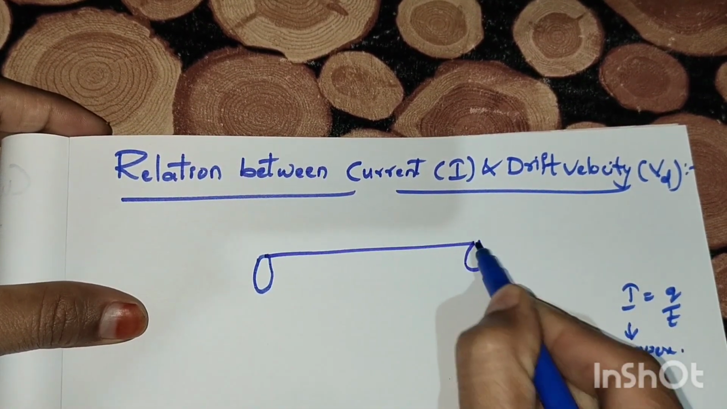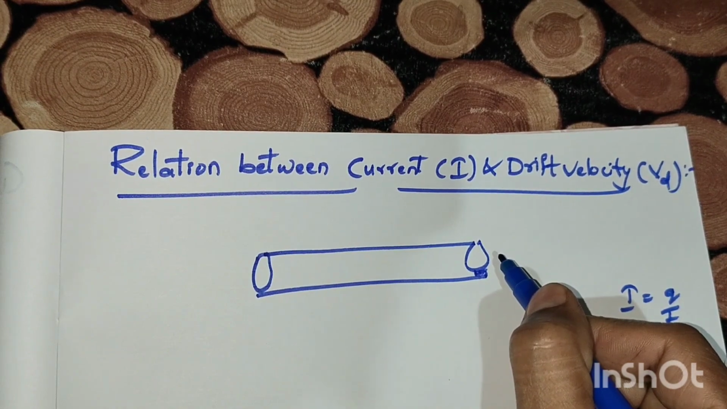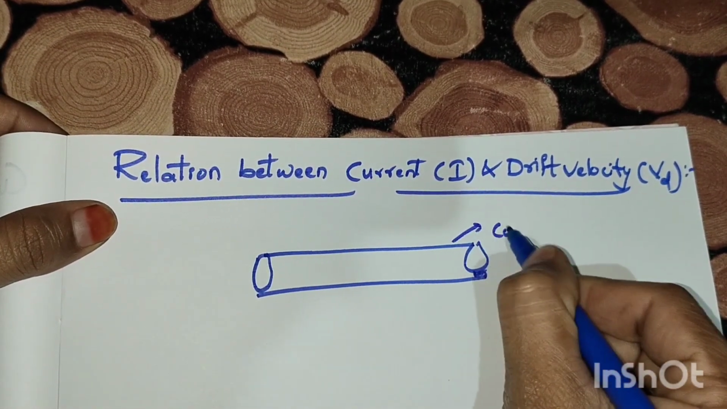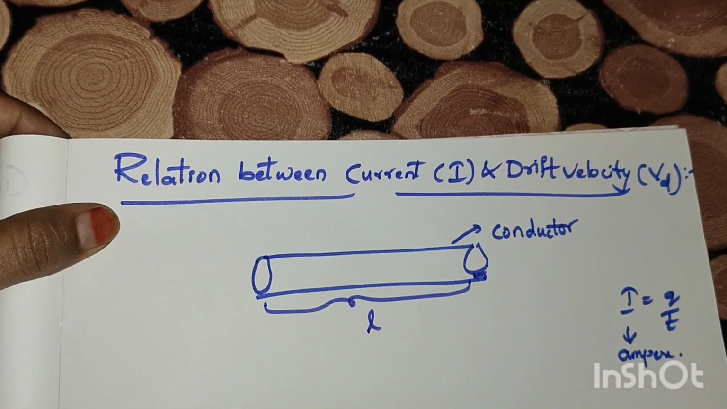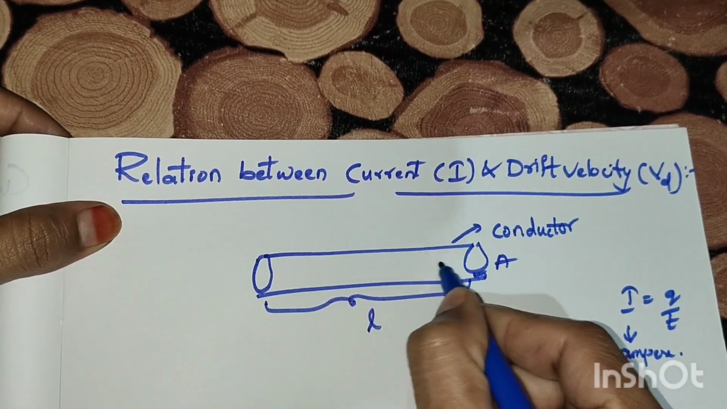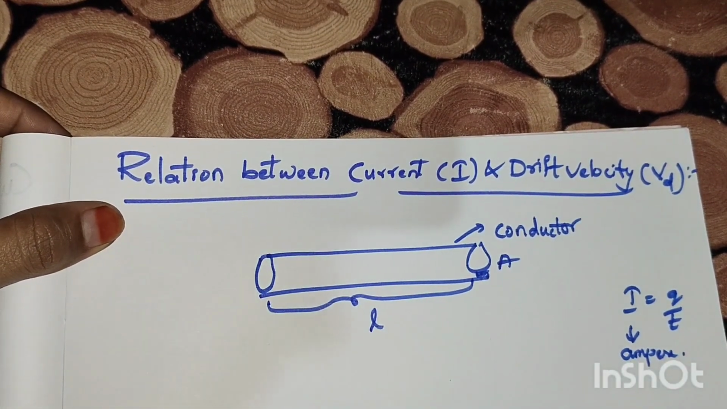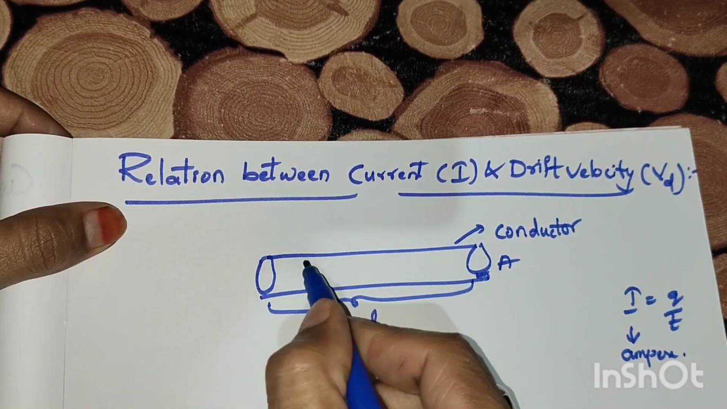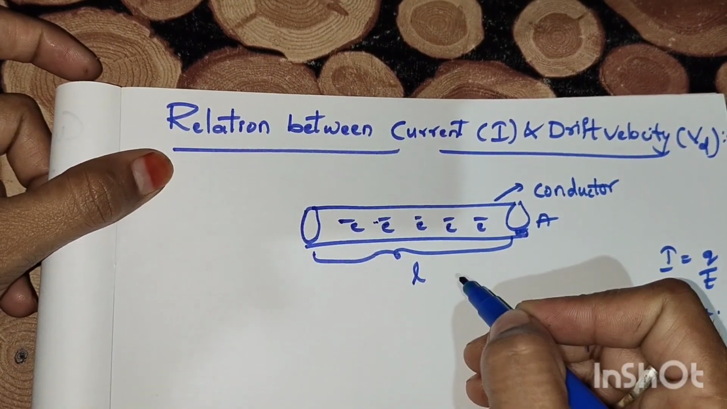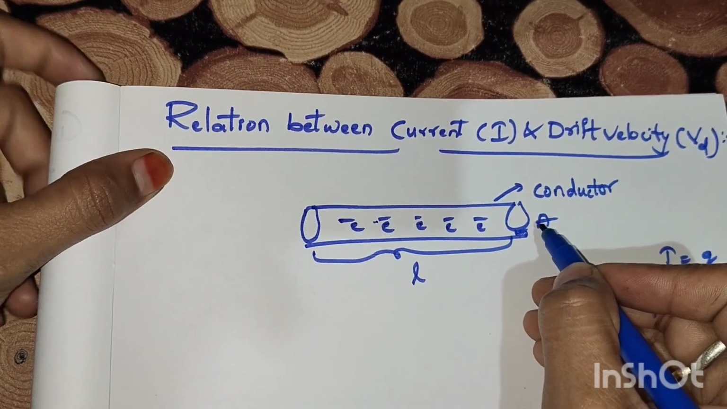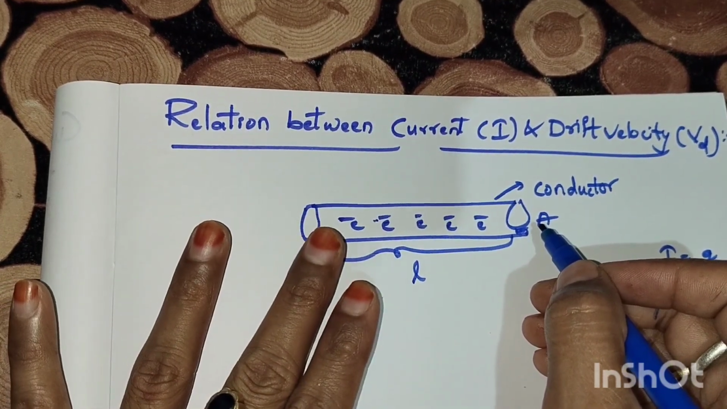So let us consider a conductor. Why am I taking a conductor? Through a conductor only the electric current will pass. The conductor is of length L, and A is the area of cross section of this conductor. Now we are giving an electric current to this conductor, then a number of free electrons will pass through it.